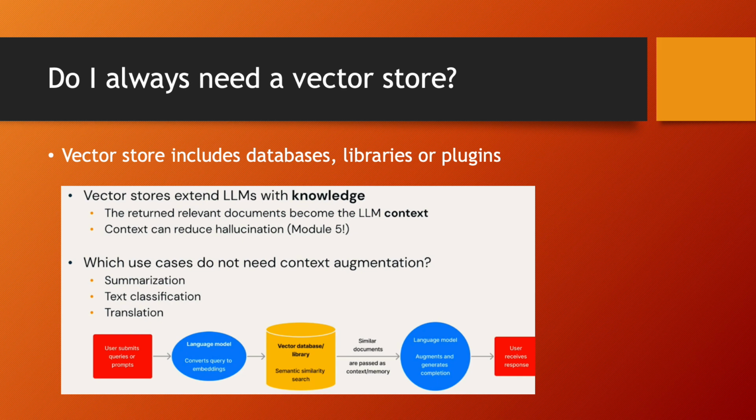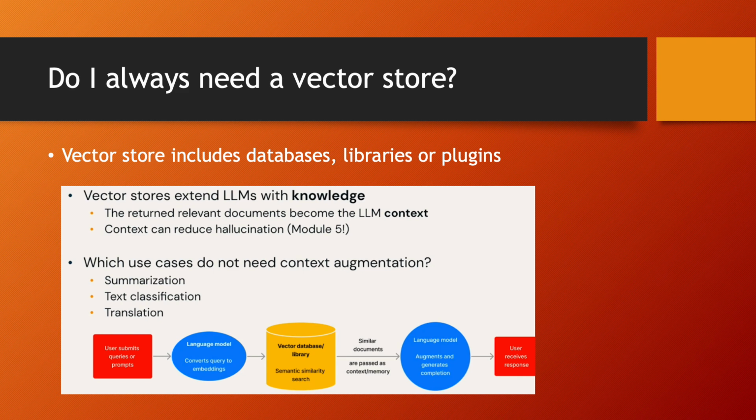Now, if you're asking the question, do I always need a vector store? The answer might be yes if you're building LLM applications. For example, vector store includes databases, libraries, or plugins. Now, vector stores extend LLMs with knowledge. So if your use case or your LLM applications depends on outside knowledge or domain-specific knowledge dataset, then you might need one. The returned relevant documents become the LLM context. Context can reduce hallucinations.